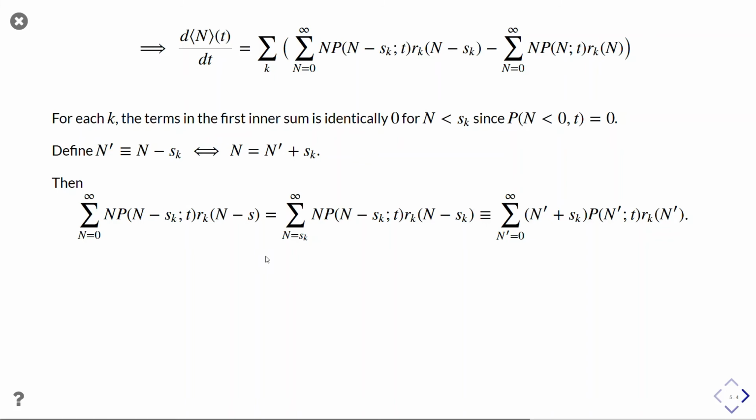so it's right here, and using the fact that P at n less than 0 is identically 0, I can run the sum from n equals s sub k to infinity rather than n equals 0 to infinity, since all of the terms for n less than s sub k are 0 and contribute nothing to the value of the sum as a result. Then I can use the definition of n prime to index my sum from n prime equals 0 to infinity. Here I've substituted directly n equals n prime plus s sub k, and also n prime equals n minus s sub k. Therefore, I can replace n minus s sub k in the probability distribution with n prime, similar to the argument of the propensity function.